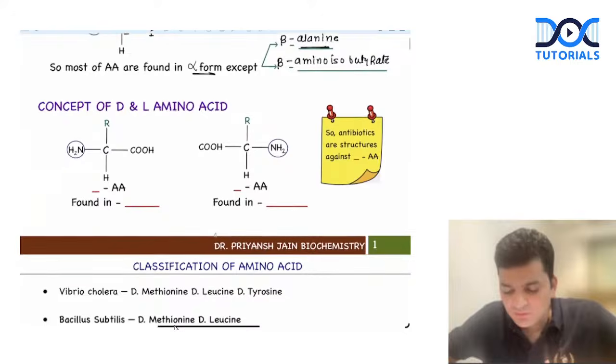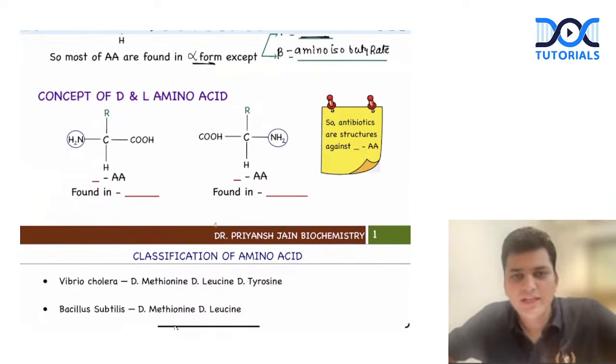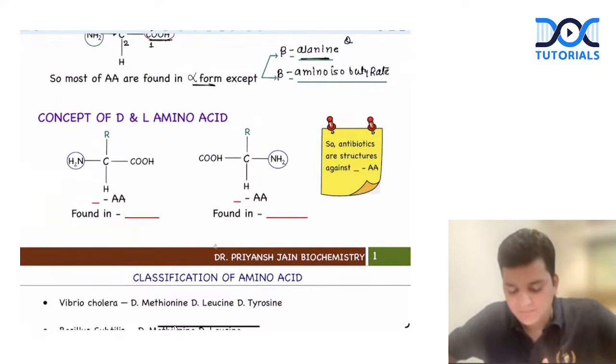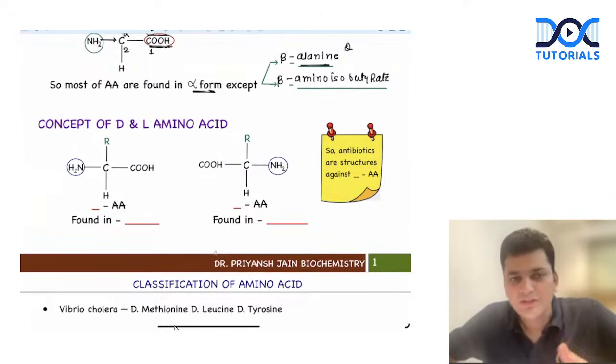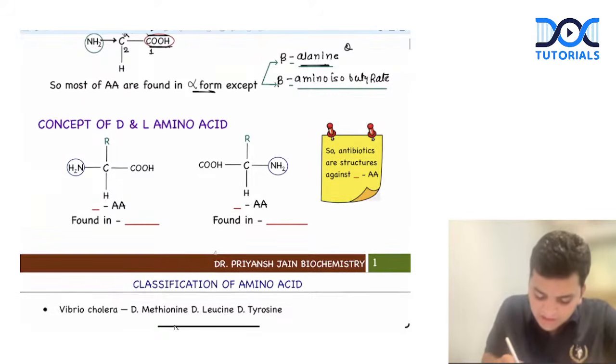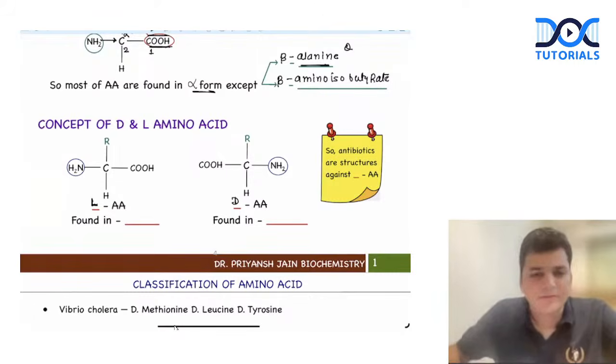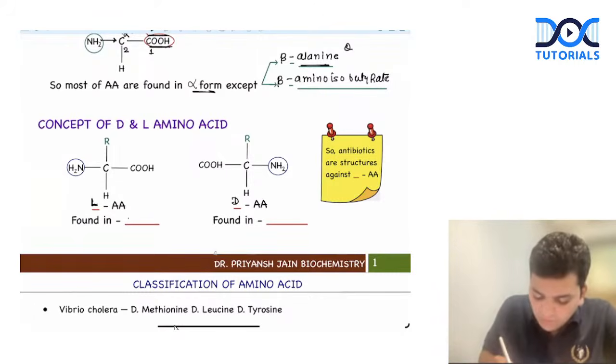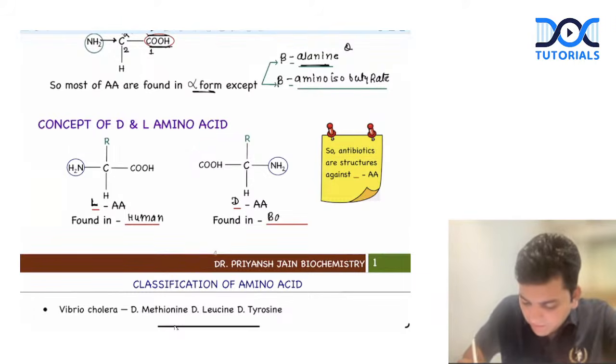The next is the concept of D and L amino acid. What is D and L amino acid is that when we have the amino acid structure, we try to see where the amino group is. Is it on the right side or the left side? If it is on the left side, this is called the L amino acid. If it is on the right side, it's called the D amino acid. The L amino acid is found in humans, whereas the D amino acid is found in bacteria.